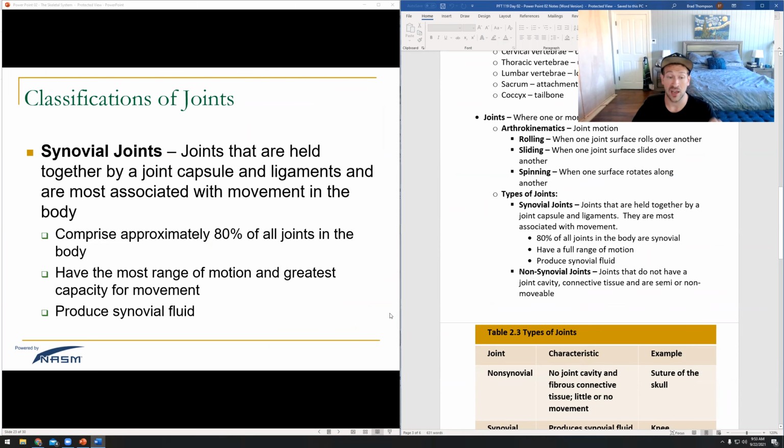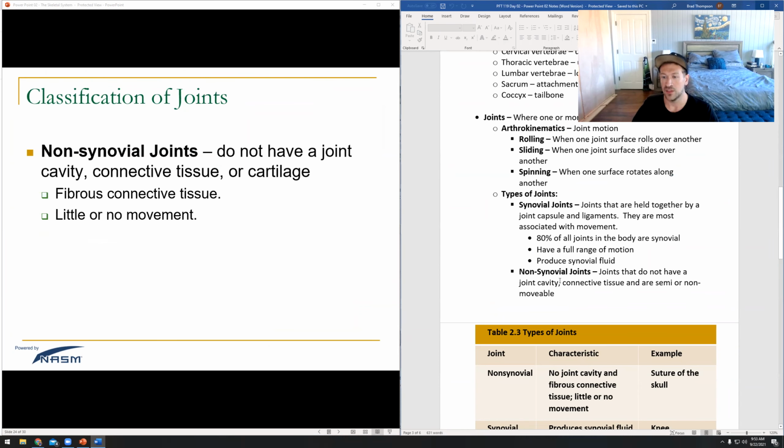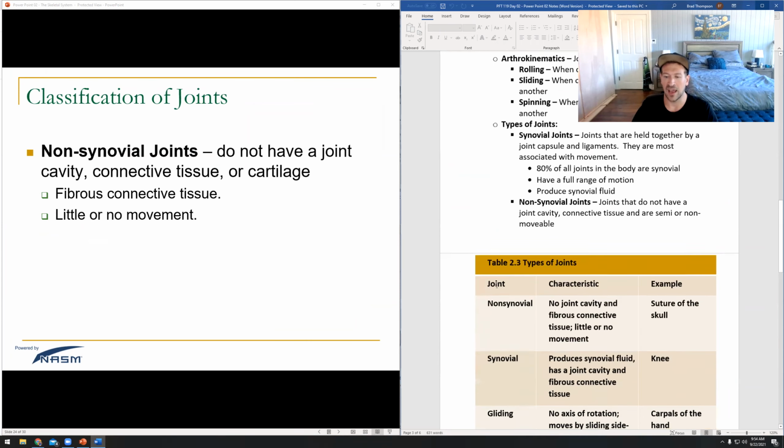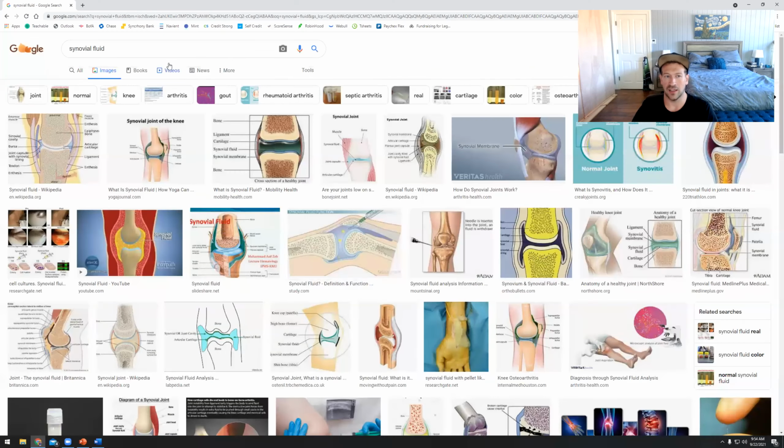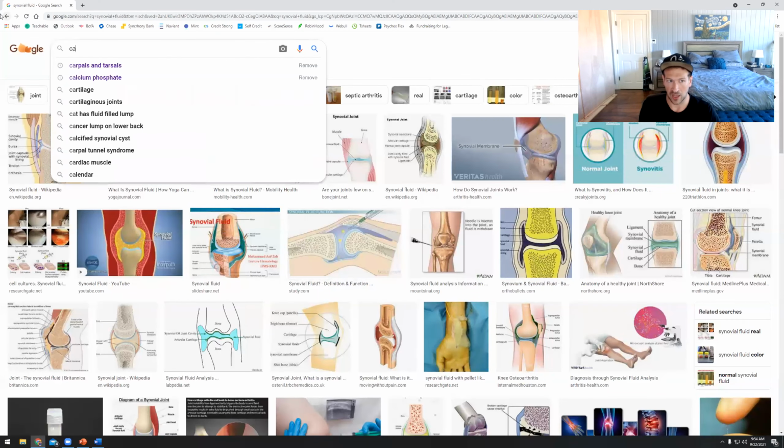Now, you do have non-synovial joints as well. These are joints that actually don't have a joint cavity, so there's very little space in the non-synovial joints. We don't talk too much about these because we don't really deal with non-synovial joints. But the non-synovial joints are going to be like what we call a cartilaginous joint. There's two types here, cartilaginous and what are called fibrous.